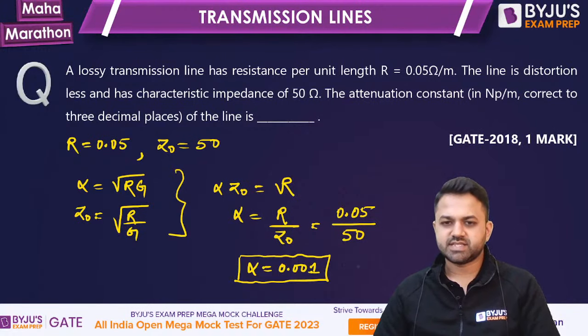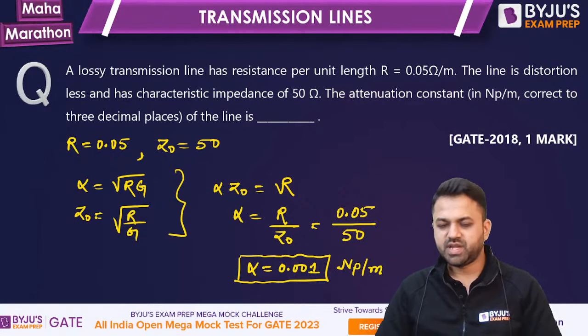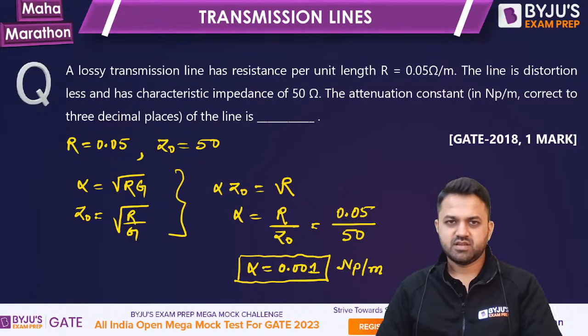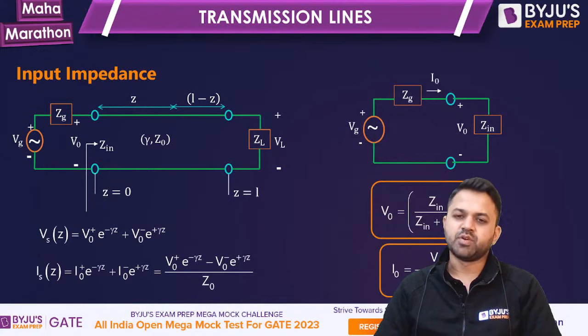Okay, so the answer is 0.001, correct up to 3 decimals, because if you take 2 decimals, then the answer will be 0.00. That is why it is asking for up to 3 decimals. So 0.001. Okay, Sonali, I hope you have understood what your mistake was. Okay, next is input impedance.